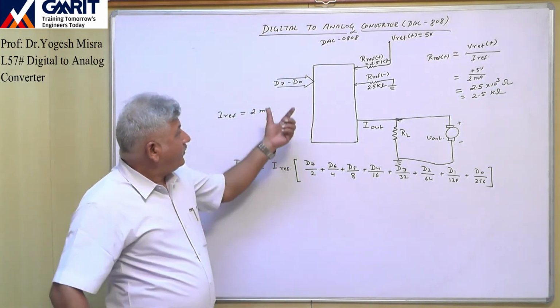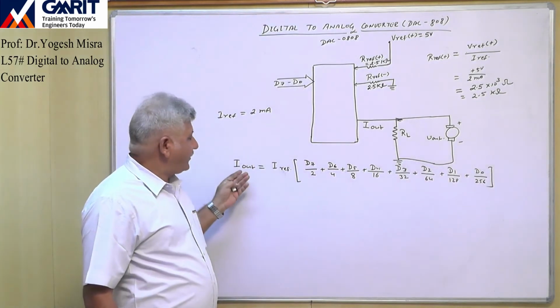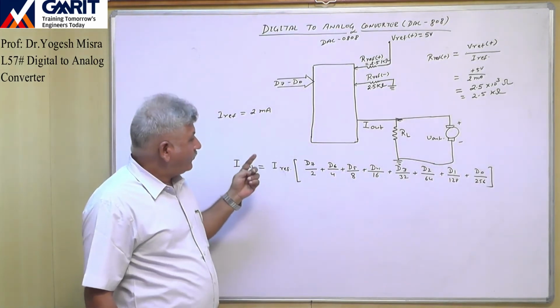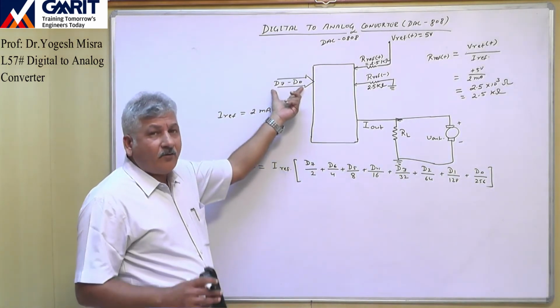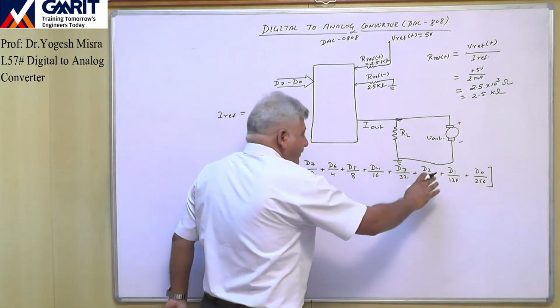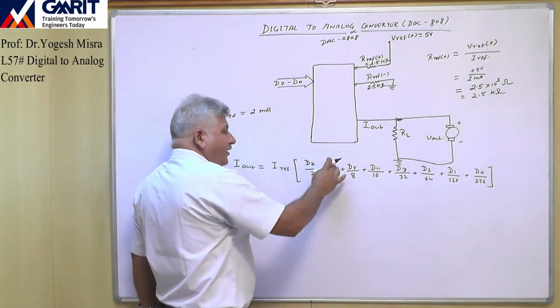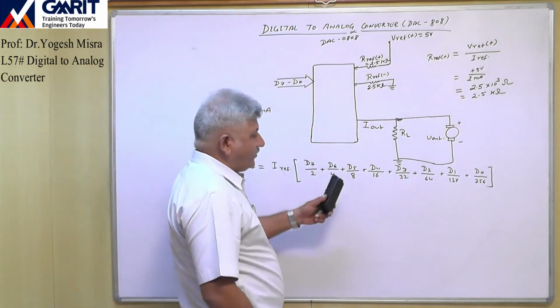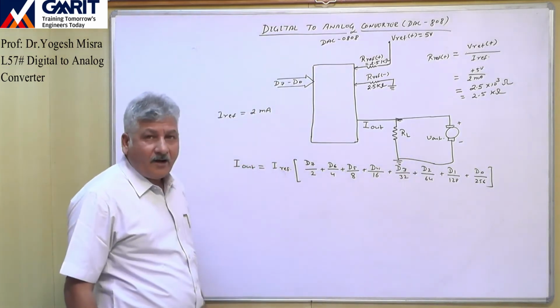Now depending upon the input digital value, we will get some output. So that bit position which is equal to 1, we keep that 1 in this formula. And if the input bit position is 0, then we keep that bit position 0, and we will use this formula to find out the value of I out.